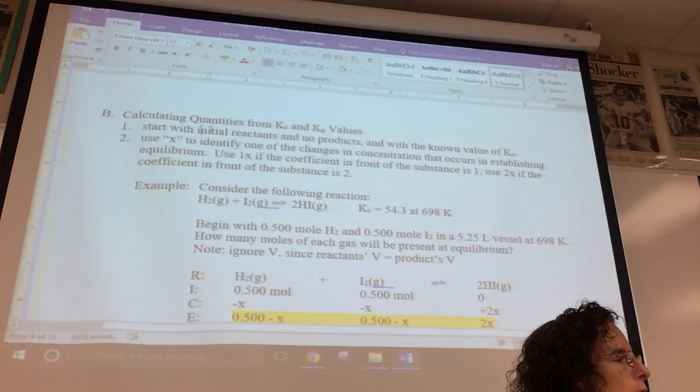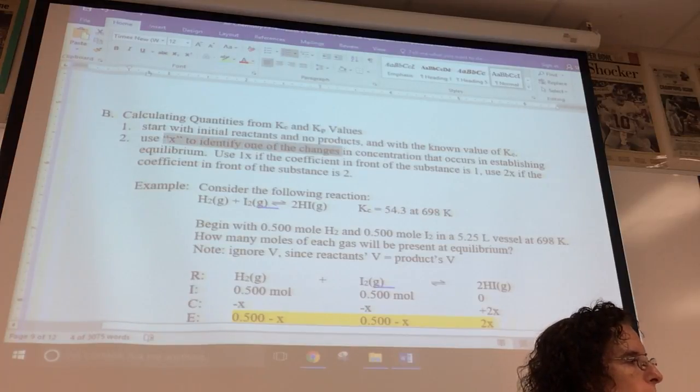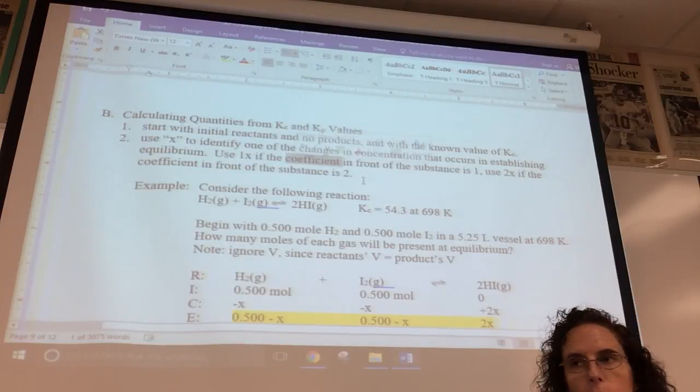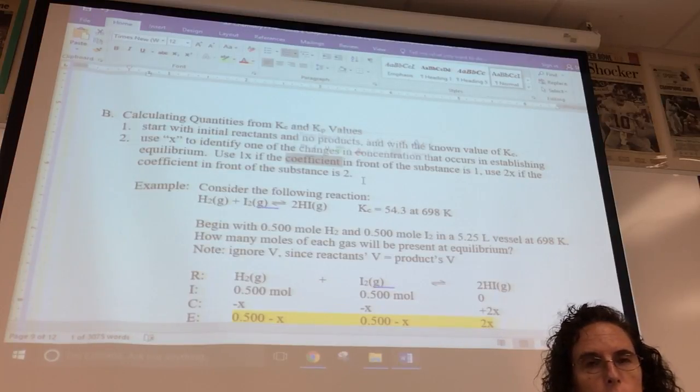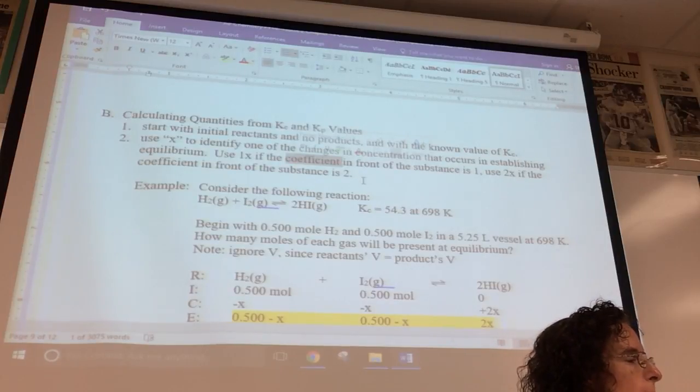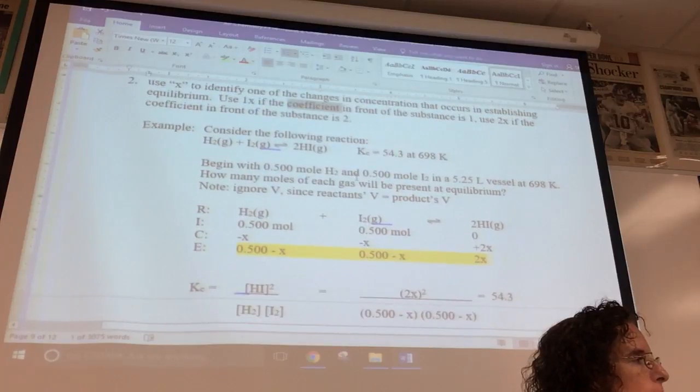Here you'll start with your initial reactants and no product. So again, you have to be going forward, and you'll be provided with a Kc value. You're going to use the x to identify the changes. I already introduced that. I like to do it from the beginning. And again, the coefficient is relevant. If the coefficient's 1, you'll subtract 1x or add 1x. If the coefficient's 4, you'll subtract 4x or add 4x, depending on which reaction, the forward or reverse, is favored.